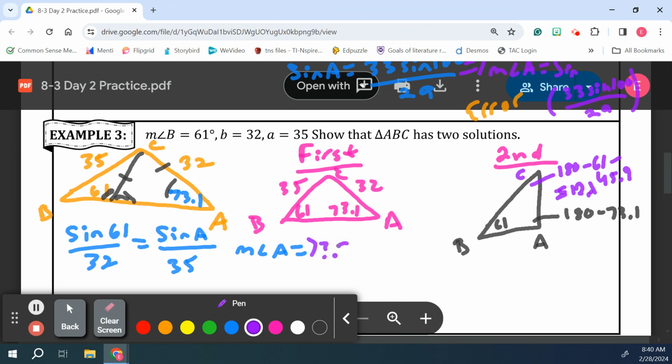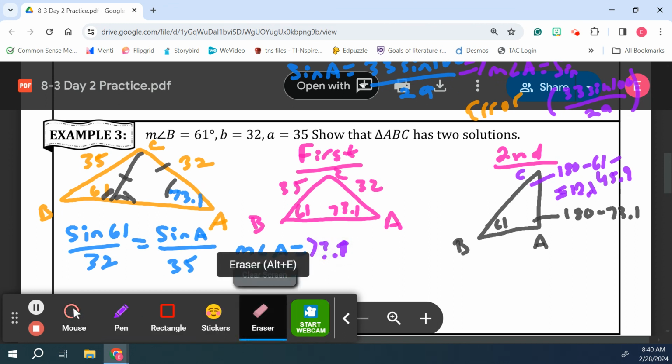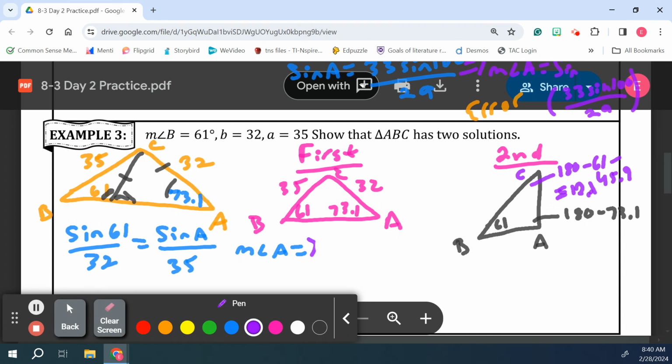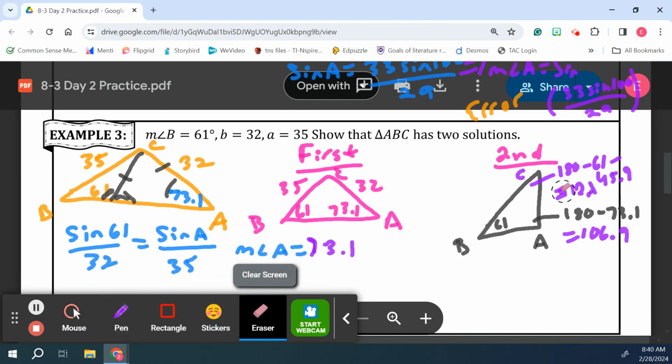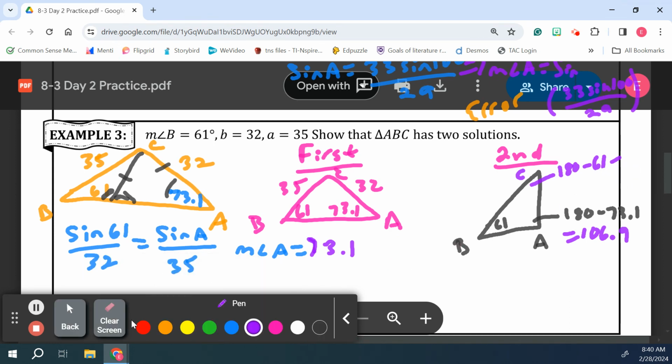Okay, hold on. That's okay. No, you're right. This is equal to 106.9. Sorry. That is true. My apologies. So what happens when I don't trust my notes? All right. So here we're going to subtract 106.9, which gives us still 12.1. So we're good.